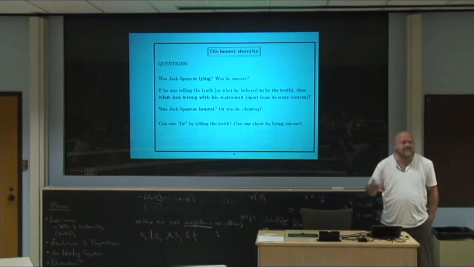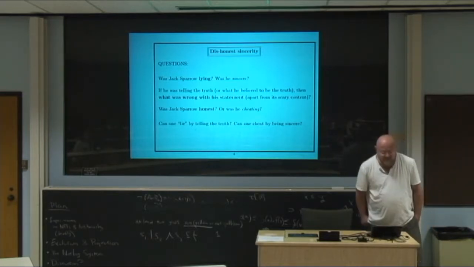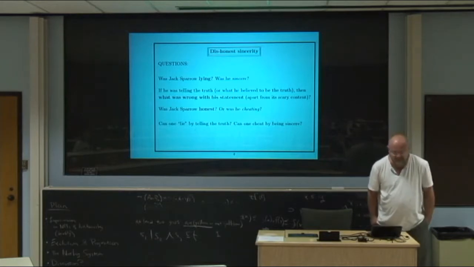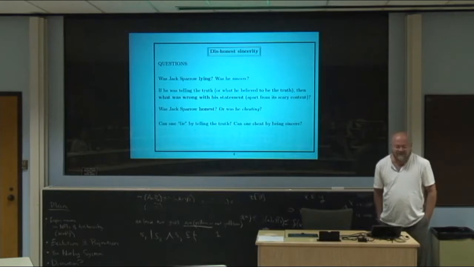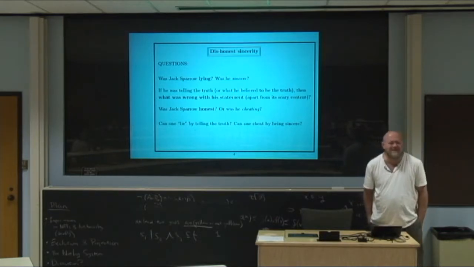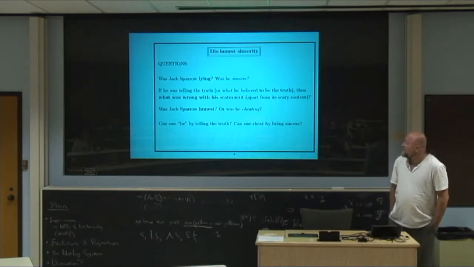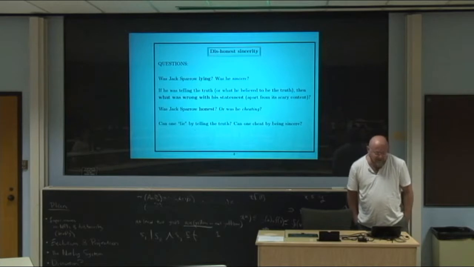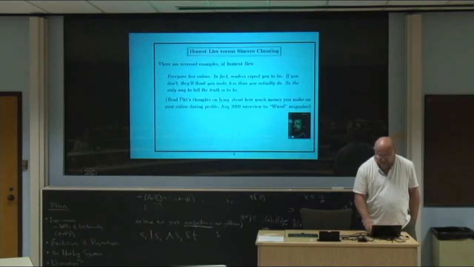So we need to analyze this logically and decide, was Jack Sparrow lying? Can we say that he was lying? Was he sincere? And if he wasn't lying, if he was telling the truth, or what he believed to be truth, what's wrong with his statement? Is there anything wrong? Was he honest, or was he cheating? Can one lie by telling the truth? Can one cheat by being sincere?